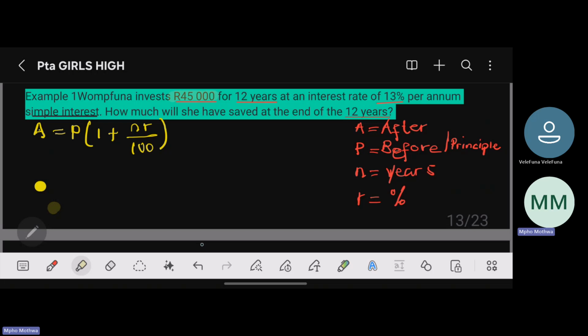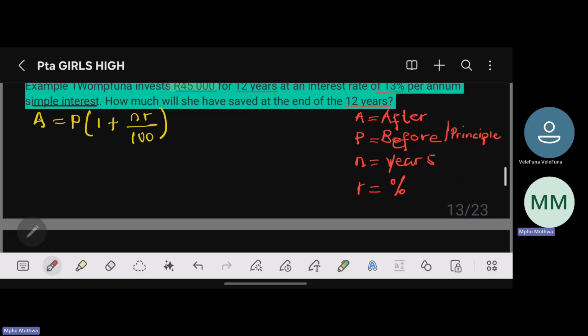Let us continue. I have highlighted 45,000, 12 years, 13%, and simple interest. Why did I highlight simple interest? Because when you advance in grade, you will notice that they mix this problem with compound interest. So here, I'm preparing you for mixed problems. For now, we are being tested on simple interest alone.